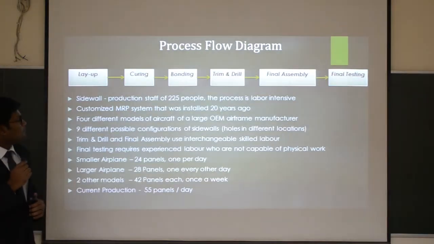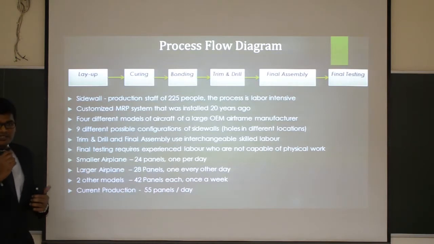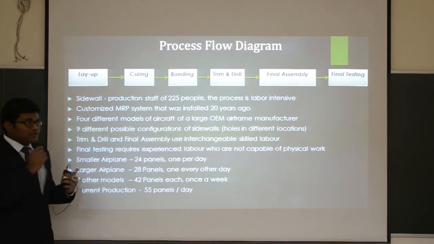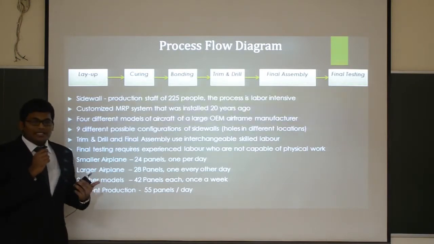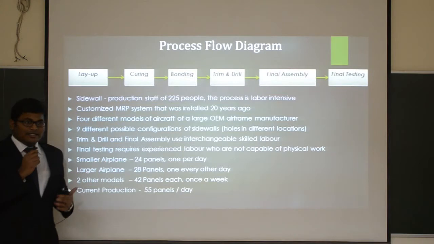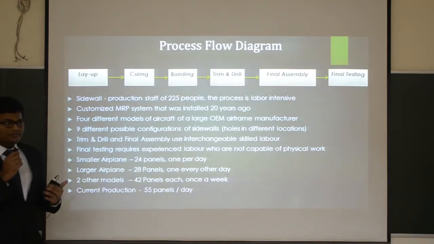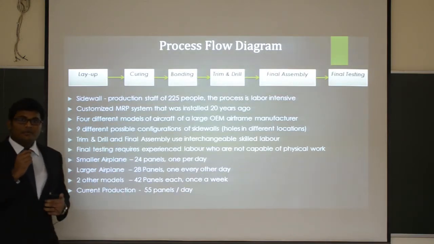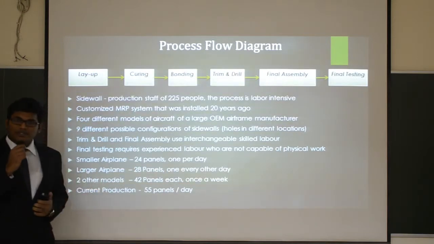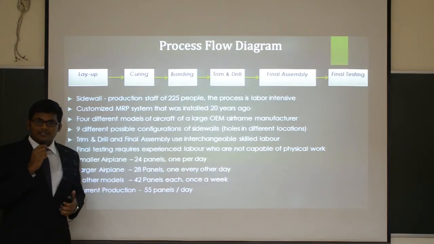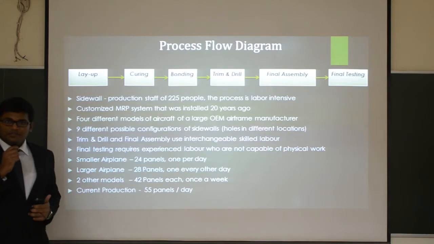Next. This is the process flow diagram of the division. The processes are layup, curing, bonding, trimming and drilling, final assembly and final testing. In this, the trimming and drilling operation and the final assembly is being performed by the same skilled workforce interchangeably. So this leads to huge inventory pileup in front of one of the activities. So we have also calculated the average capacity, the current production rate of this division, which amounts to be 55 panels per day.